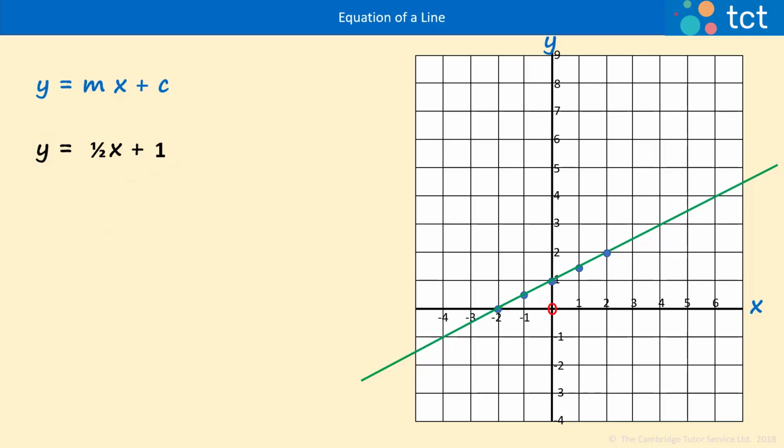And a quick reminder that the half represents the gradient, the m, that's in the y equals mx plus c. And the gradient is how steep the line is. And in this case, the gradient is a half, because it goes up a half each time it goes across from one point to the next. And that the 1 represents the c in y equals mx plus c. And that's where the line passes through the y-intercept.